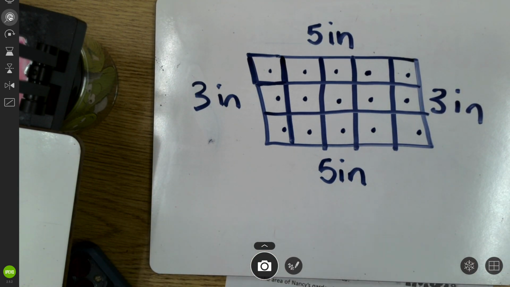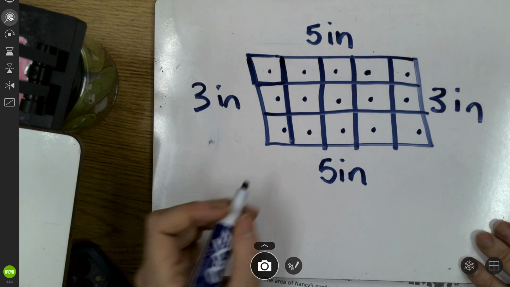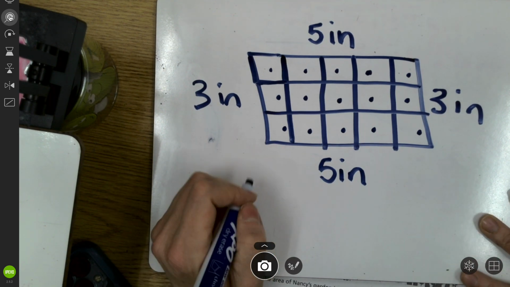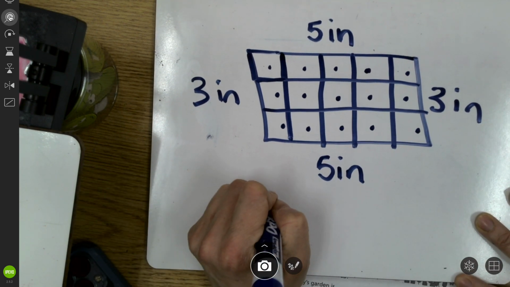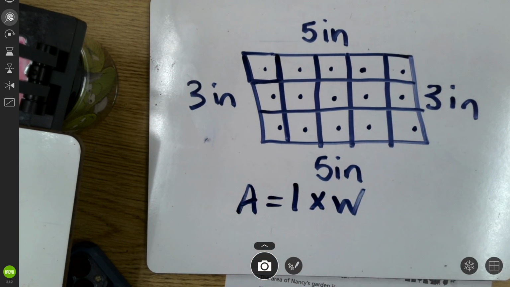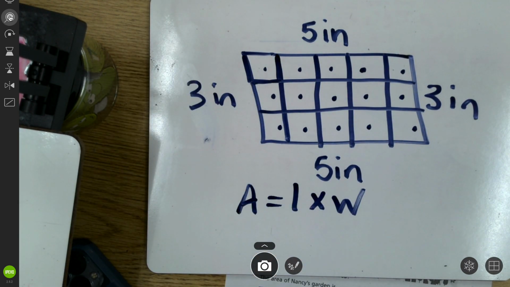Because think about it. What if I was solving a rectangle that was 300 inches by 500 inches. That would be way too many squares to count, right? No way, Jose. So what we can do is work the formula. The formula for area when measuring a rectangle, finding the area of a rectangle, is area equals length times width.